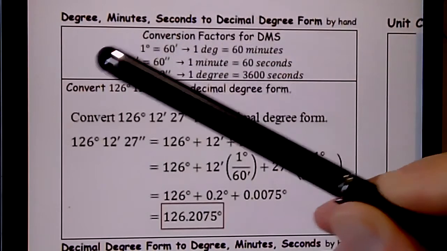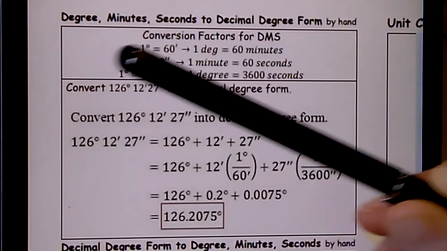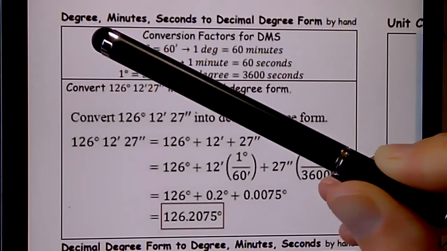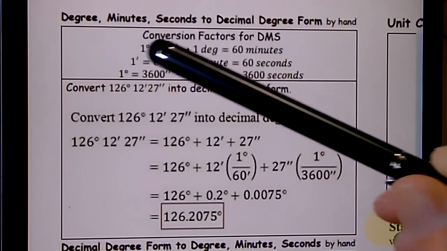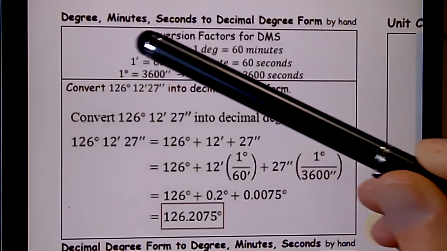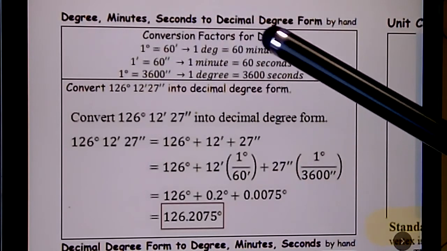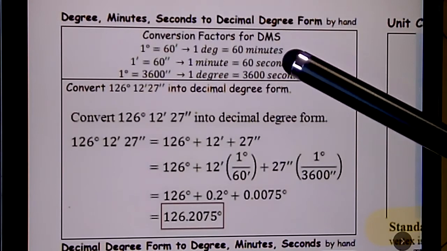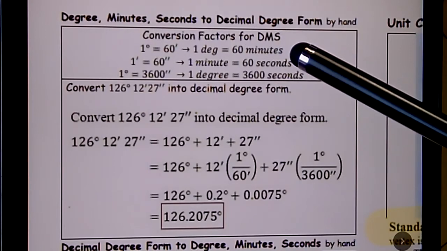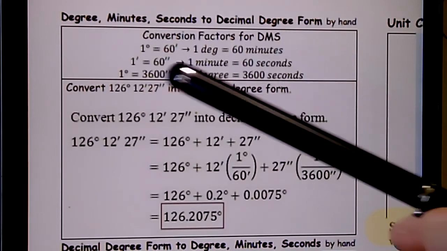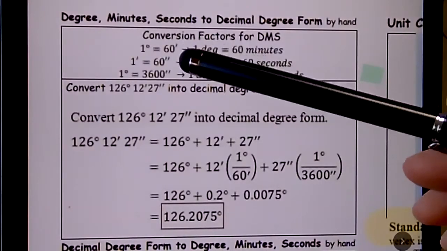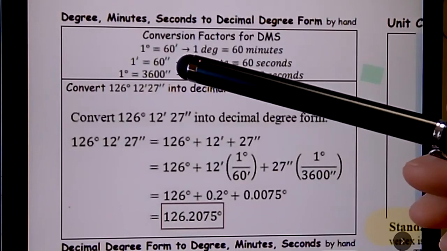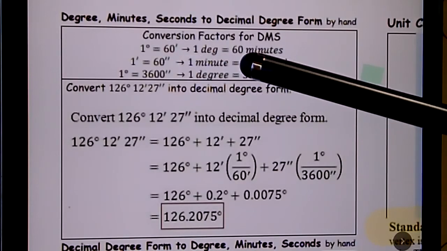Angles are measured in degrees. That's all we've been dealing with, but they can also be broken down smaller: degrees, minutes, seconds, okay? And so here we're talking about changing from degrees, minutes, seconds to decimal degree form. Some conversions you need to know: 1 degree is 60 minutes, okay? That single tick mark means minutes. So 1 degree equals 60 minutes.